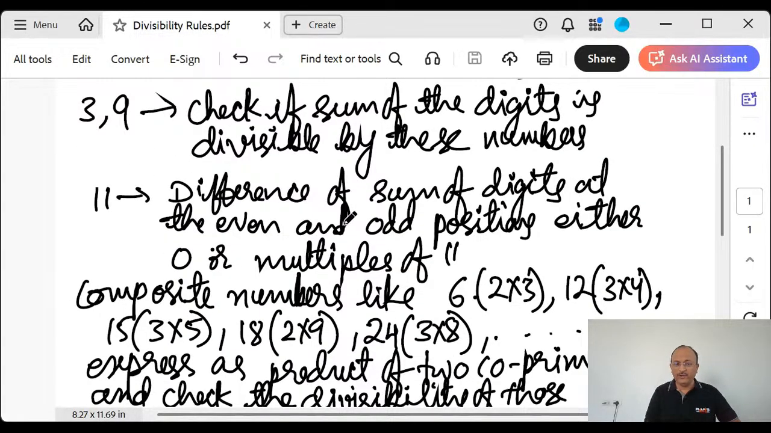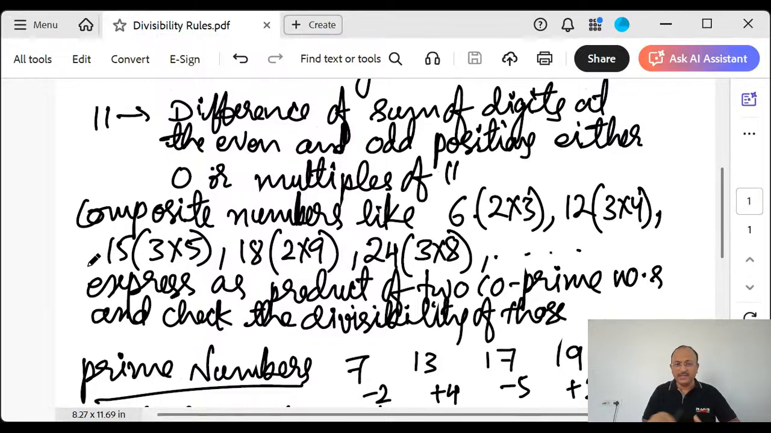For 11, what we'll do: difference of sum of the digits at the even and odd positions should be either 0 or multiples of 11. You add all the numbers in the even position, you add all the numbers in the odd position, find the difference of those two sums. Next, we had checked for the composite numbers like 6, 12, 15, 18, 21, 24 and all. What we should do, you express these as the product of two co-prime numbers, and then you check for the divisibility of those two numbers separately. If it is divisible by those two numbers, then yes, it is divisible, or else no.